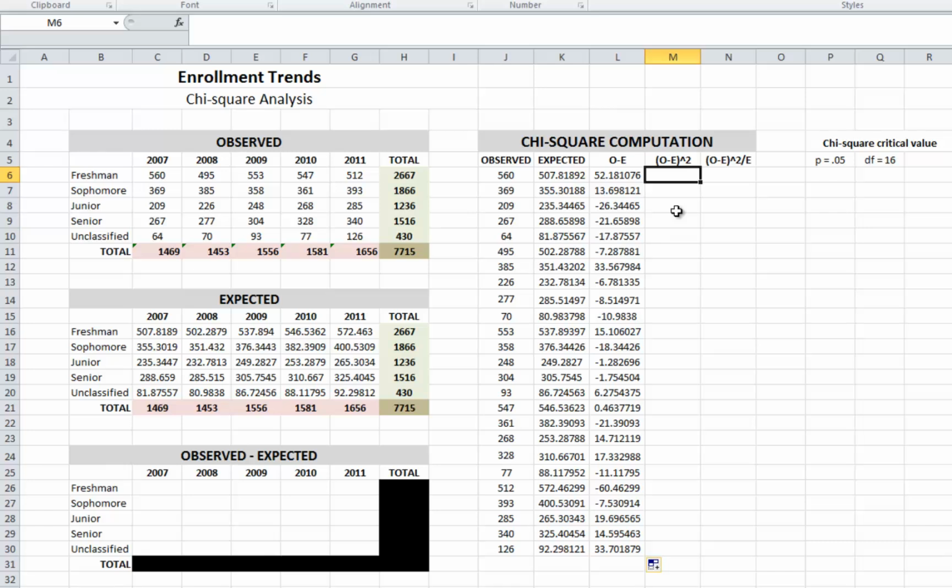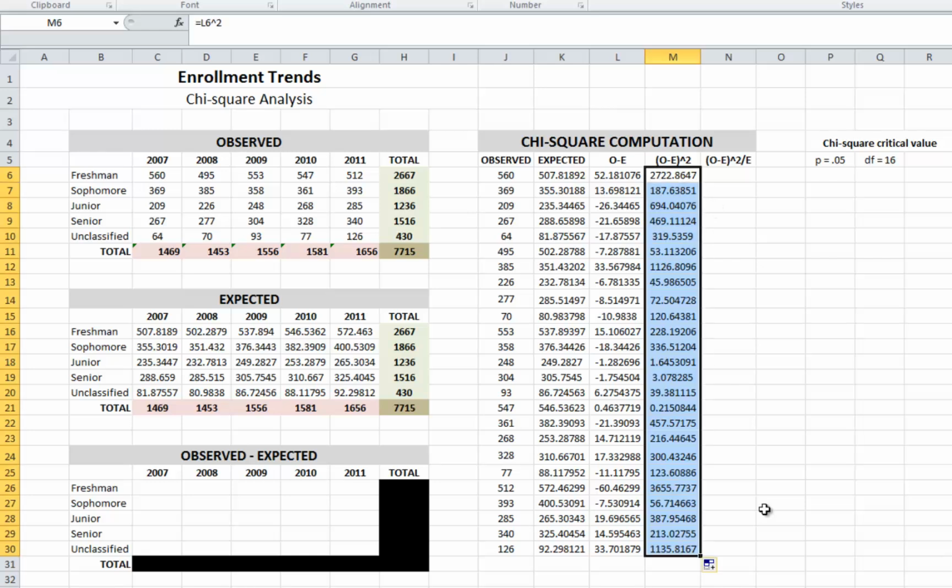Now, the next step of our chi-square computation is we square that. So this is observed minus expected squared. To do this, we just do equals. We'll select the observed minus expected cell next to it. Then we'll do the little caret, which is the upward little arrow there, which is shift and then the 6 key. Then we'll square it, so 2, and that's that. So again, we're just going to drag all those down to get those values.